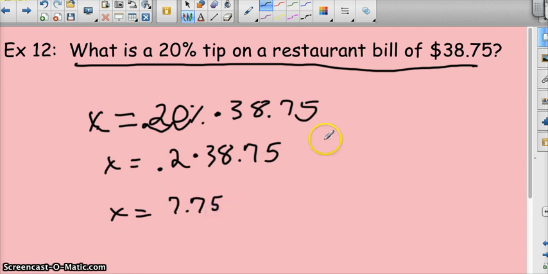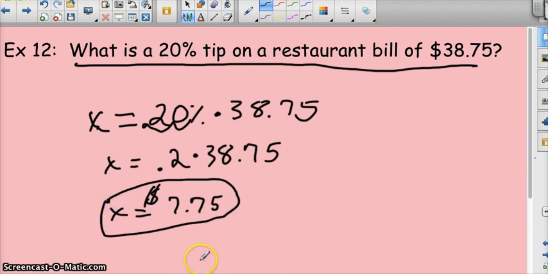Since this is a real application, we're talking about money, a dollar sign is necessary. You should be giving that waiter a $7.75 tip.